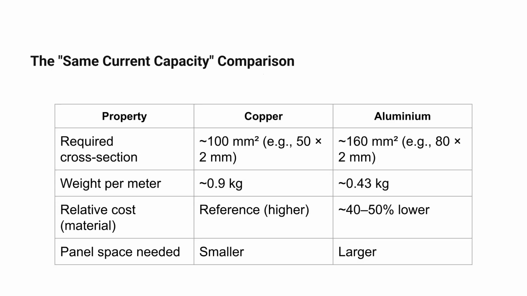For the same current capacity, aluminum requires a 60% larger cross-section, but it is less than half the weight per meter of copper. Aluminum's material cost is 40% to 50% lower, though it requires a larger panel space.